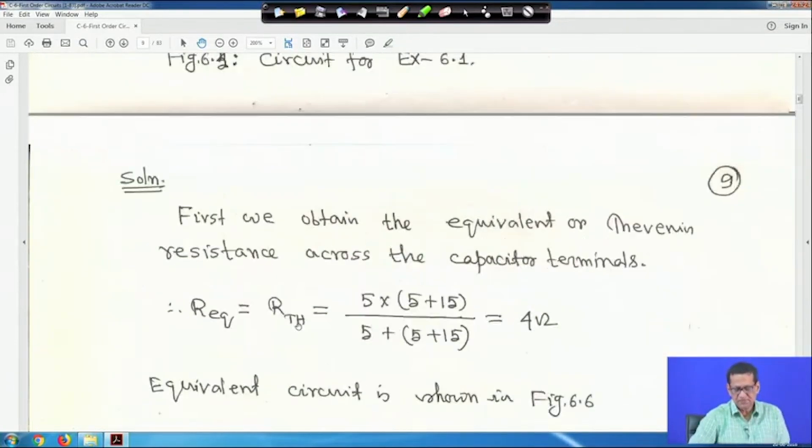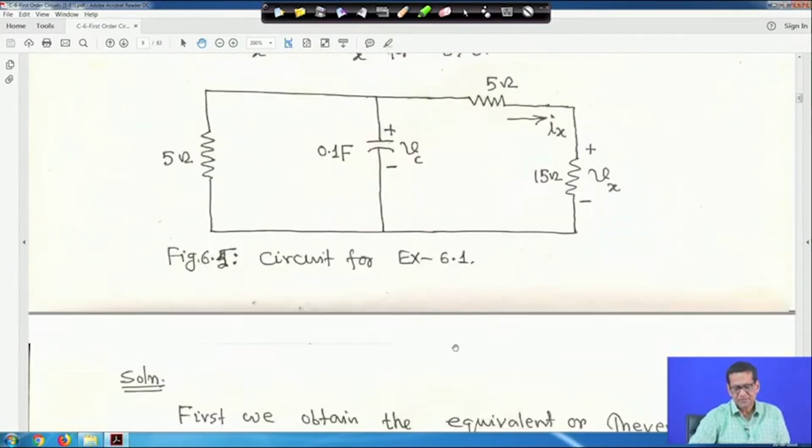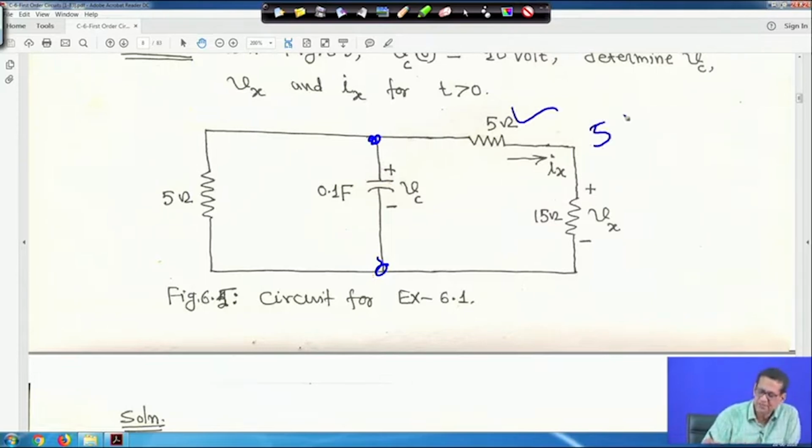Now, first we obtain the equivalent Thevenin resistance across the capacitor terminals. We have studied Thevenin equivalent, right. So, in this case, across these two terminals, what will be the Thevenin resistance? The 5 ohm and 15 ohm, so 20 ohm, since both are in series.